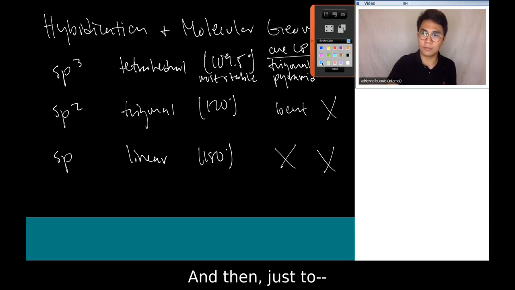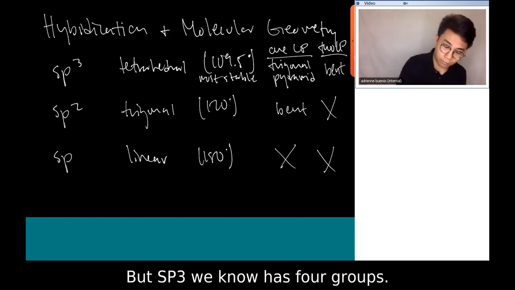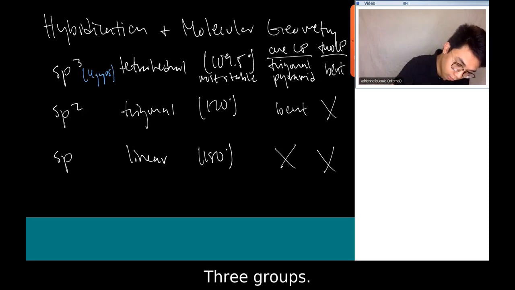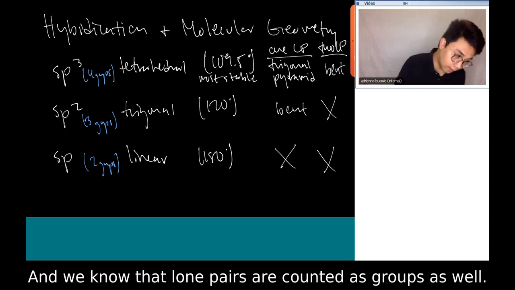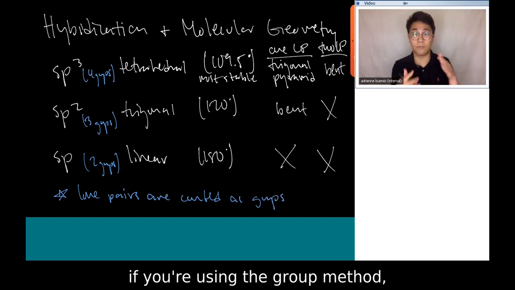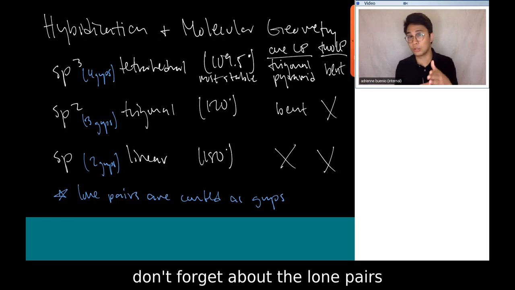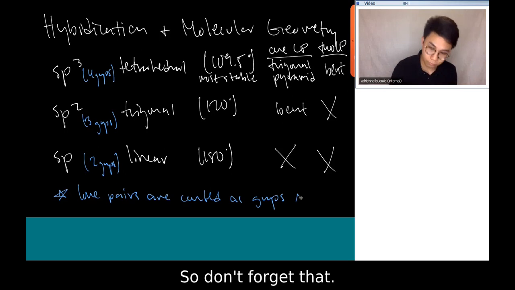And then, you guys probably want to make your own chart, or you want to use this chart, whatever, right? But sp3 we know has four groups, right? Three groups, two groups, using the group method. And we know that lone pairs are counted as groups as well, right? So don't forget that. That's probably the main thing if you're using the group method: don't forget about the lone pairs, because that'll really throw you off.